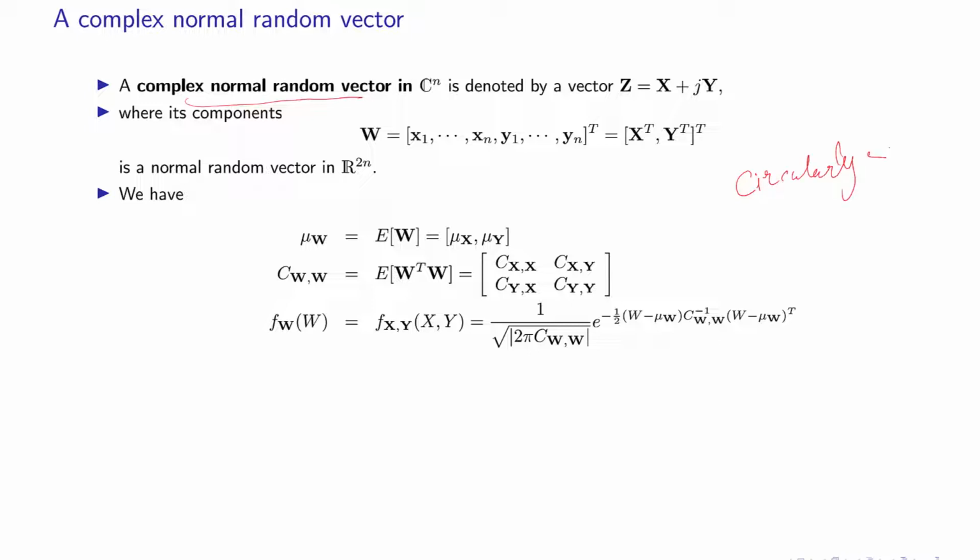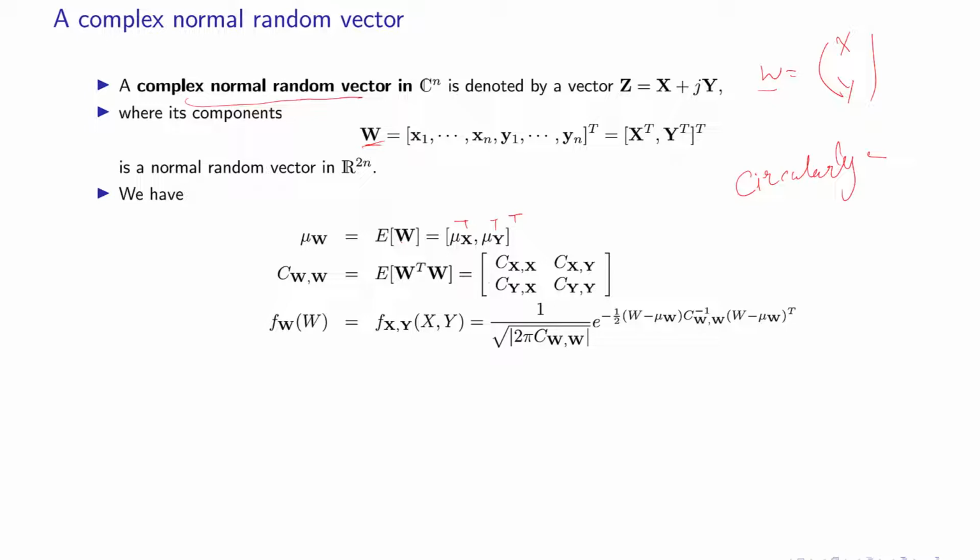And let's see why. Suppose that the mean of this vector w is the mean of x and the mean of y, and then you have to put a transpose on this because it's a column. So this w is a concatenation of x and y, and its mean is the concatenation of the means. And the covariance of w is going to be the covariance of x with itself, the covariance of y with itself, the covariance of x and y, and the covariance of y and x. So you get this one.